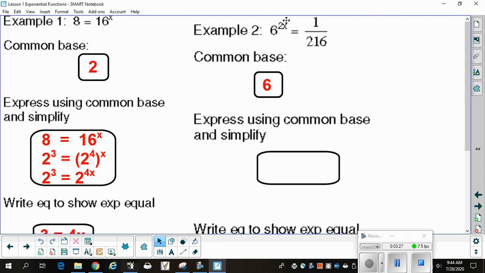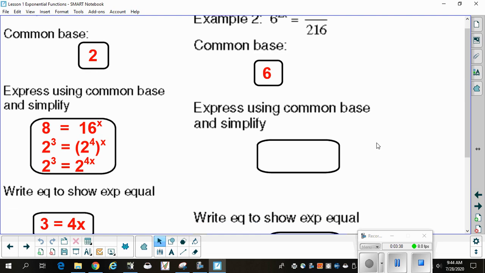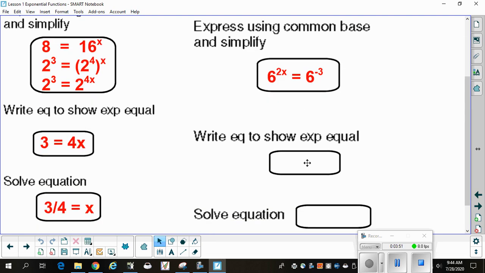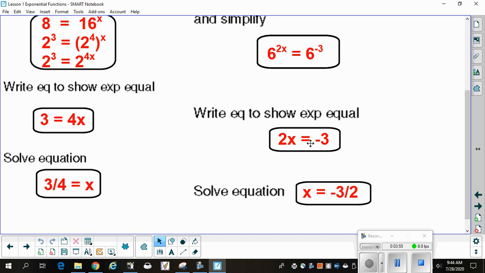Now, the left-hand side over here is already 6 to the 2x, so I'm good. On the right-hand side, I've got 1 over 216. So remember, again from Algebra 1, when you've got a negative exponent, it means to take the reciprocal. So I can do 6 to the 2x is equal to 6 raised to the negative 3. Now I have like bases. I can set my exponents equal to one another, and dividing both sides by 2, x is equal to negative 3/2.